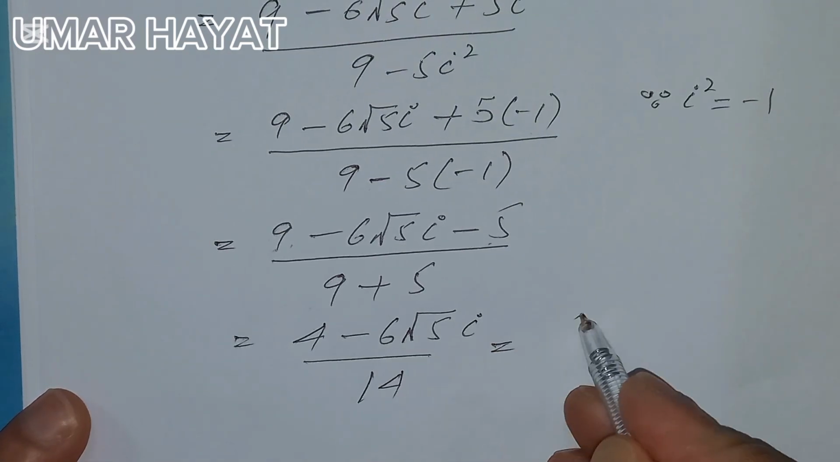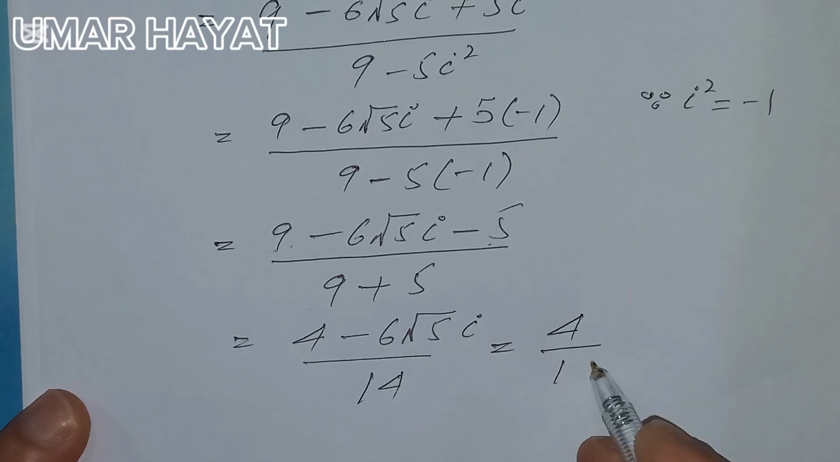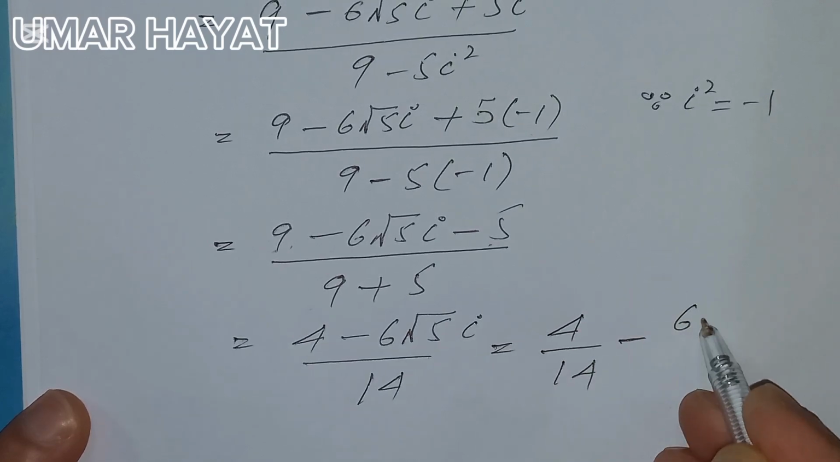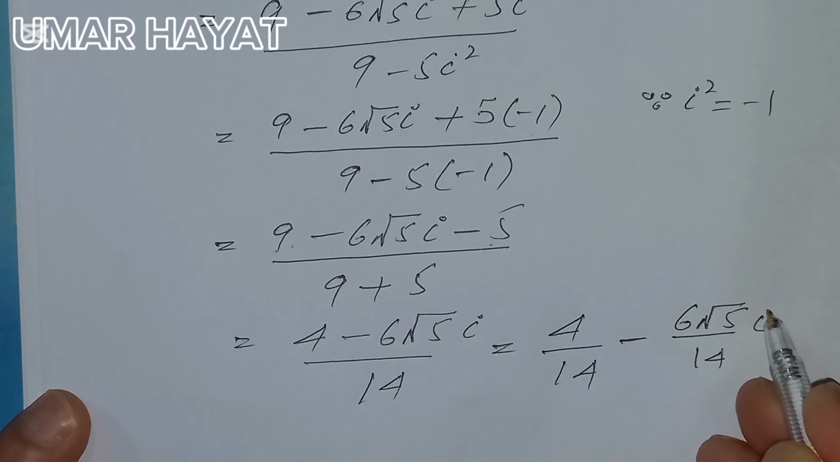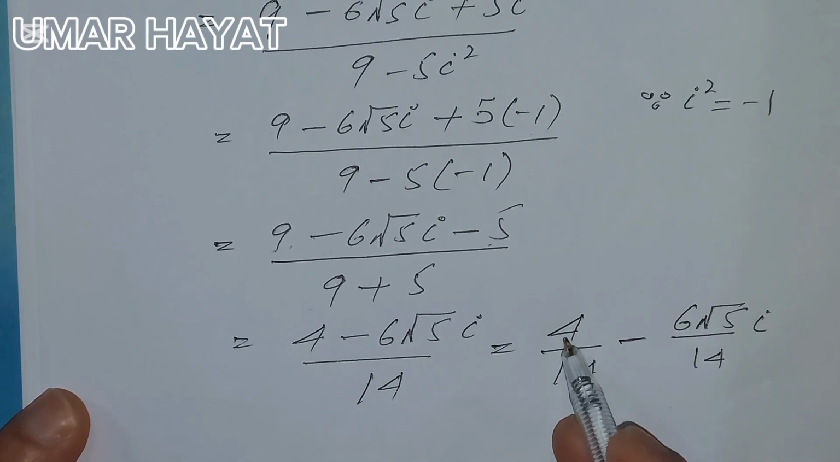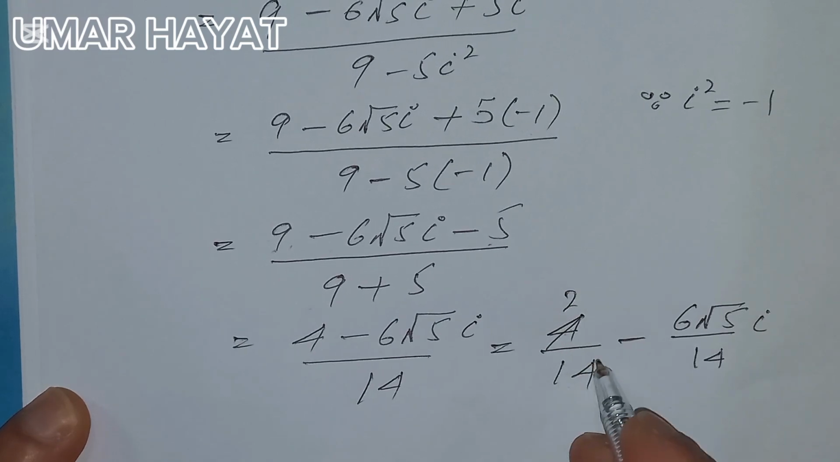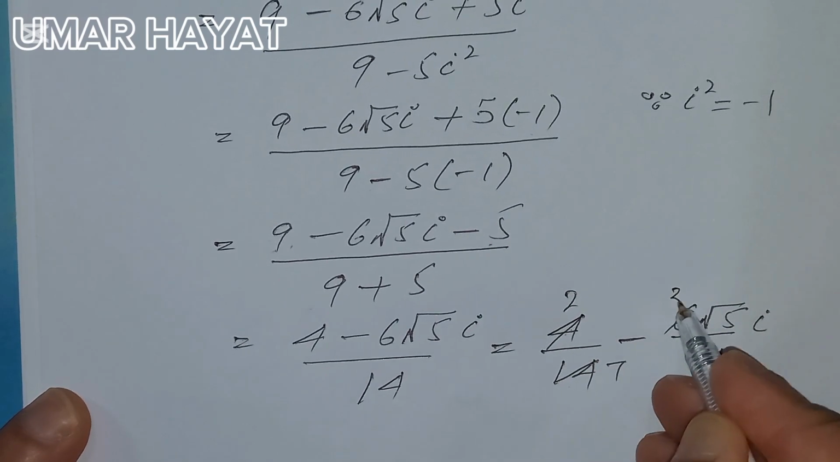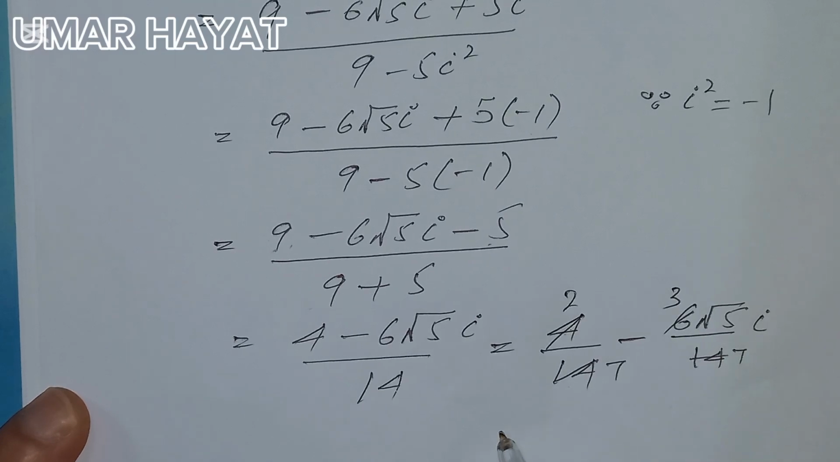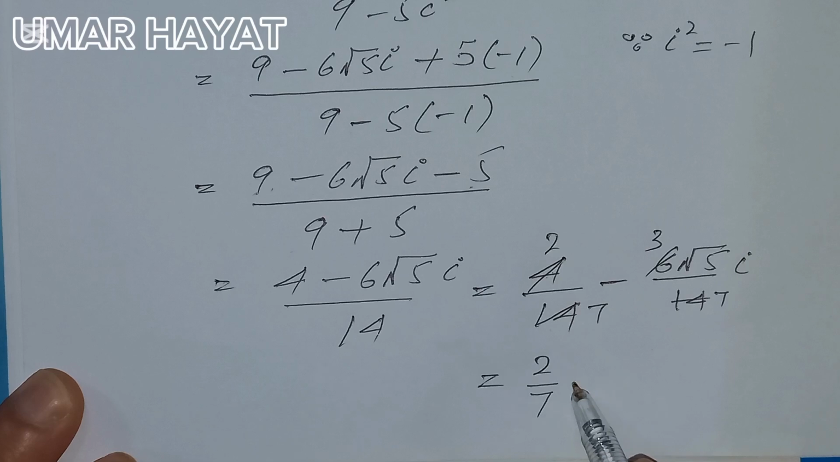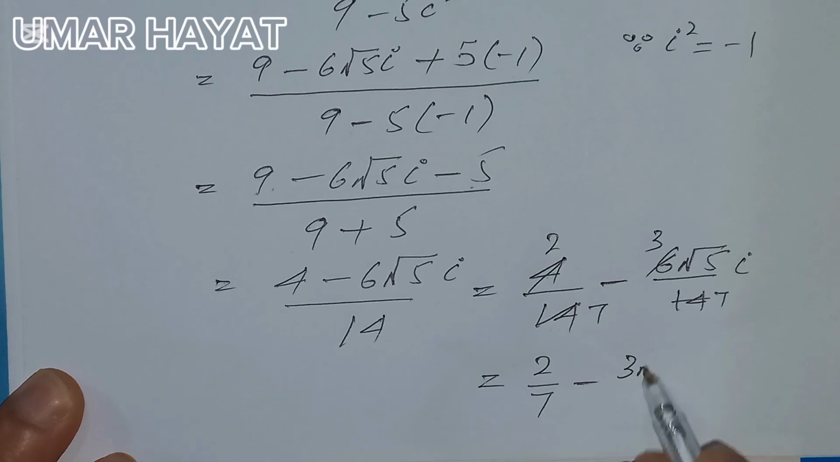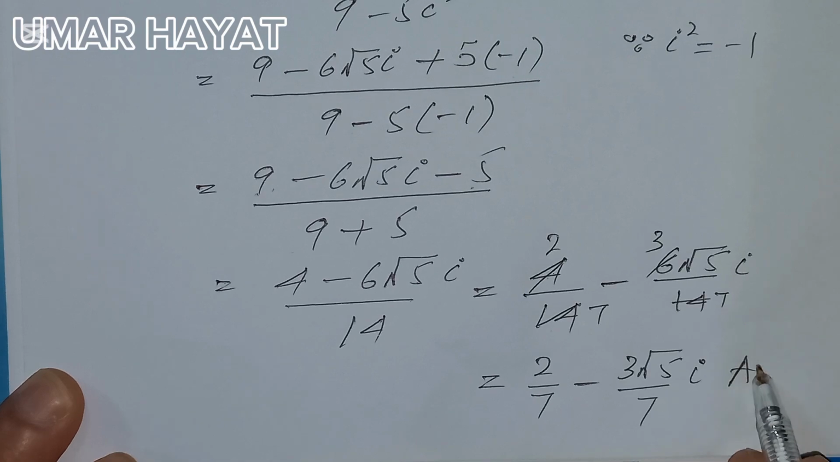In this way, this can be written as 4 by 14 minus 6 under root 5 by 14 iota. Now 4 and 14 are both divisible by 2. 2 twos are 4, 2 sevens are 14, 2 threes are 6, 2 sevens are 14. So its a plus b iota form is 2 by 7 minus 3 under root 5 by 7 iota. This is the answer.